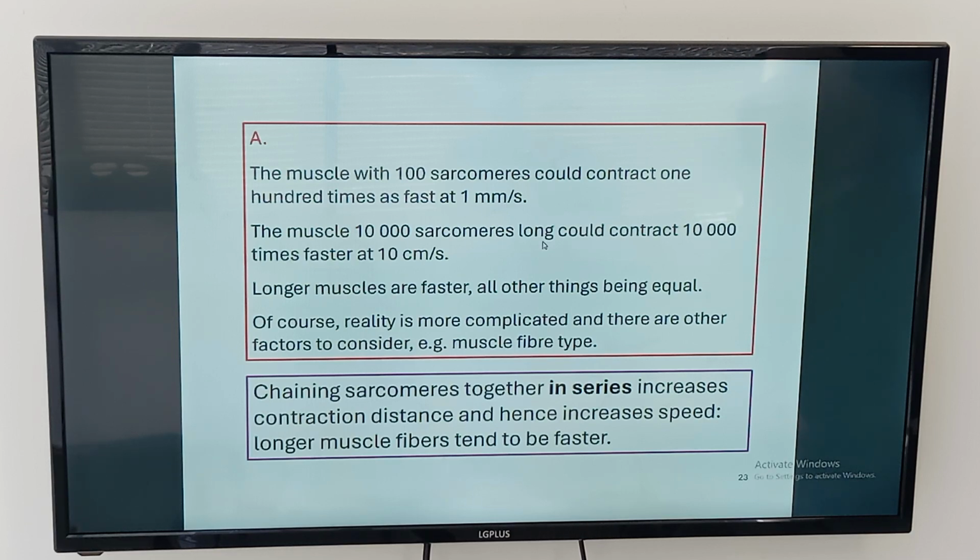Chaining sarcomeres together in series increases the contraction distance and hence increases speed, which means longer muscle fibers tend to be faster. Of course, we see it in runners and sometimes soccer players and basketball players, because they have taller leg muscles, taller ligaments, and they tend to be faster.